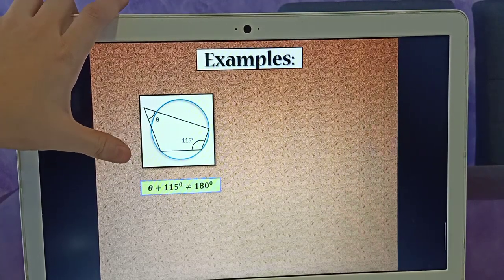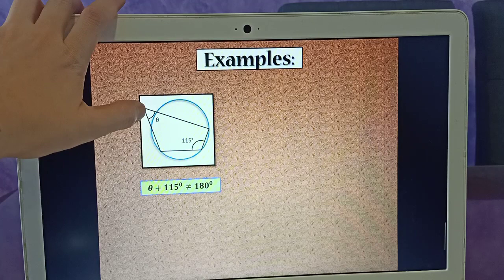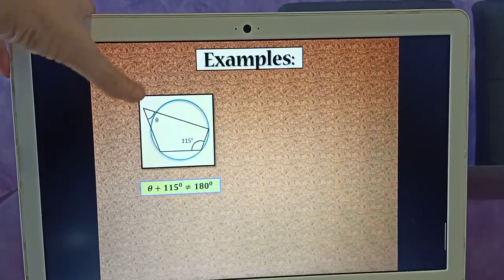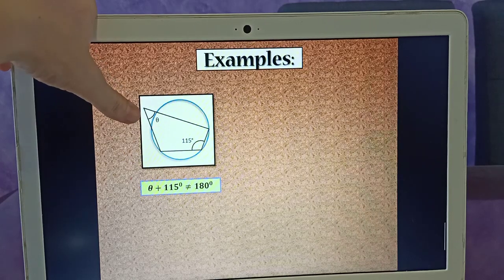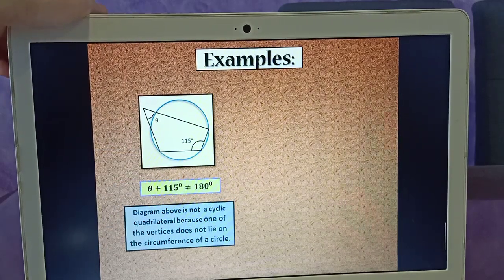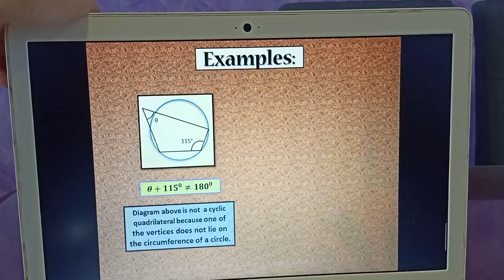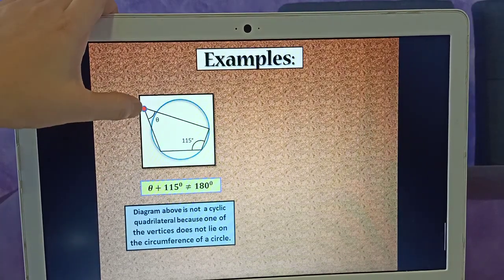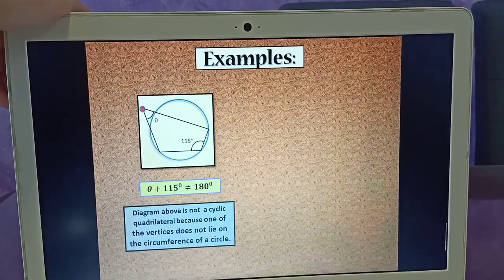So you come up with this statement: theta plus 115 degrees is not equal to 180 degrees. So there is no way for you to find theta in this case. You cannot apply that knowledge here. Okay? Because it is not a cyclic quadrilateral, as I mentioned just now, so I don't want to repeat. This vertex is outside, so this is not a cyclic quadrilateral.